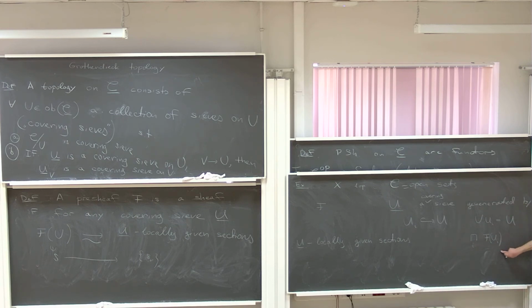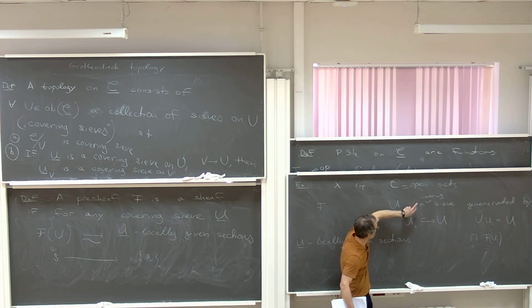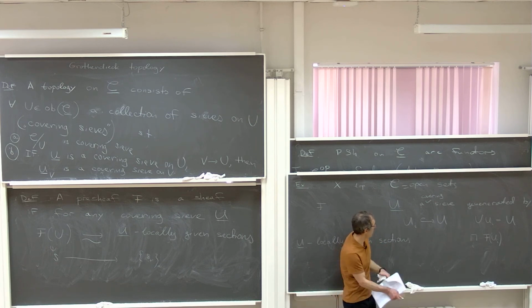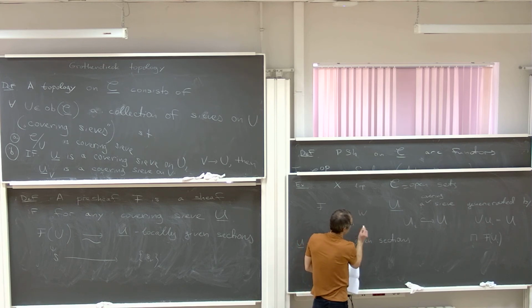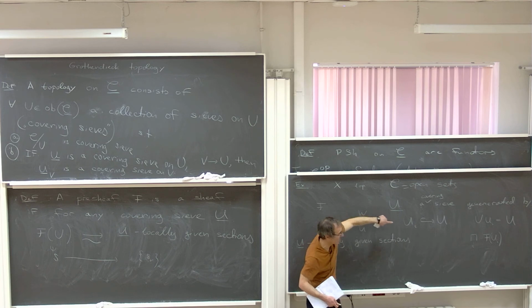This is S of U_i. But that's not enough. You need to define S of V for every V. Suppose I give you S of U_i; how can you define it for any object in this covering sieve? If you have any W in this covering sieve, then by definition of a sieve generated by U_i, this W sits in the image of some U_i.